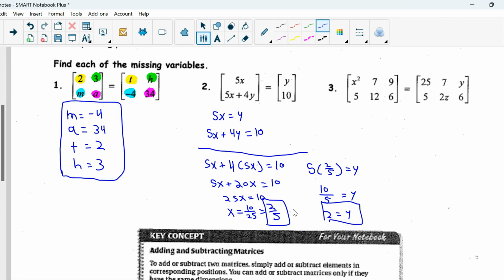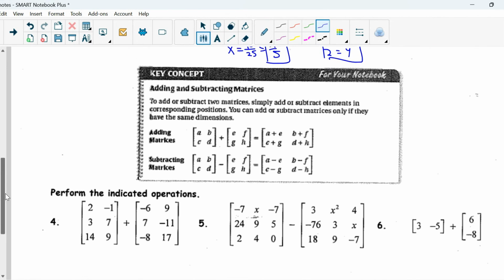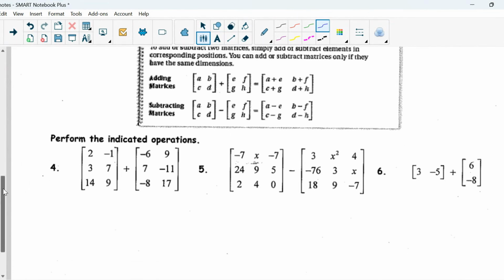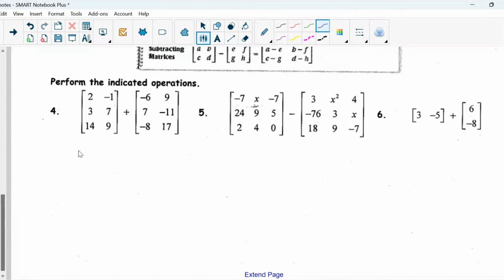The next section here, we are adding and subtracting matrices. As you can see in the column below, you find your corresponding elements in the same positions, and you just add them together. Let's just look at examples 4 and 6 here. Our corresponding elements would be elements like 2 and -6, and so on and so forth. Let's go ahead and add them.